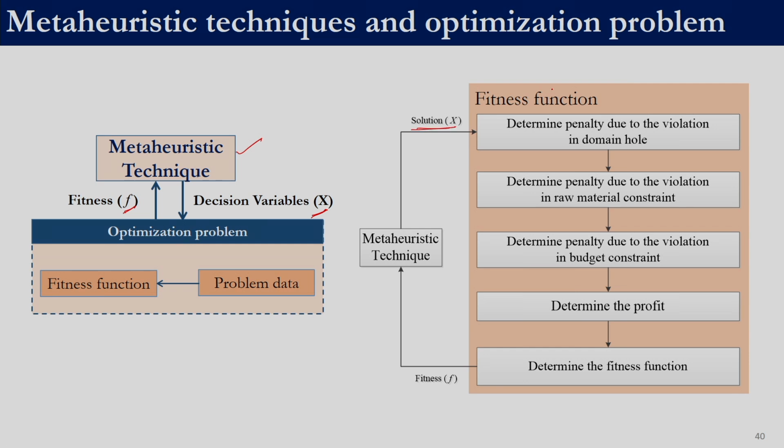For this problem, to calculate the fitness function, we need to check for the violation in the domain constraint. If it is violating the domain constraint, we need to determine the penalty, else the penalty is 0. Then we need to calculate the amount of raw material that is required. If the amount of raw material required is less than what we have, then no penalty is to be assigned, else we need to determine the amount of penalty. Similarly, we need to calculate the total investment cost which is required. If it is less than whatever we have, then there is no penalty, else we need to assign a penalty. So, once we have calculated all the penalties, we need to calculate the fitness function.